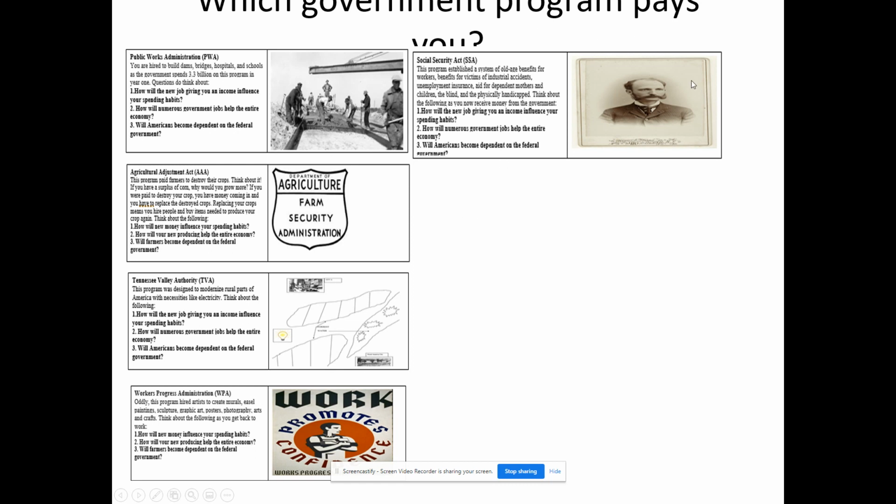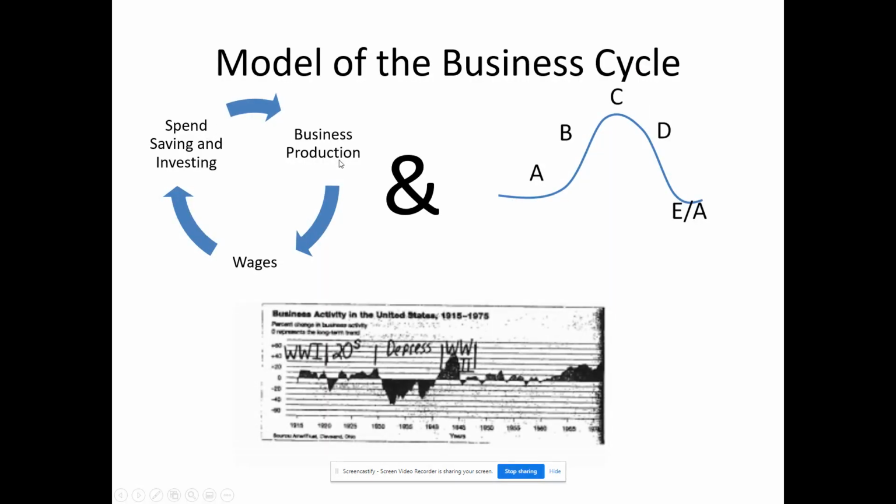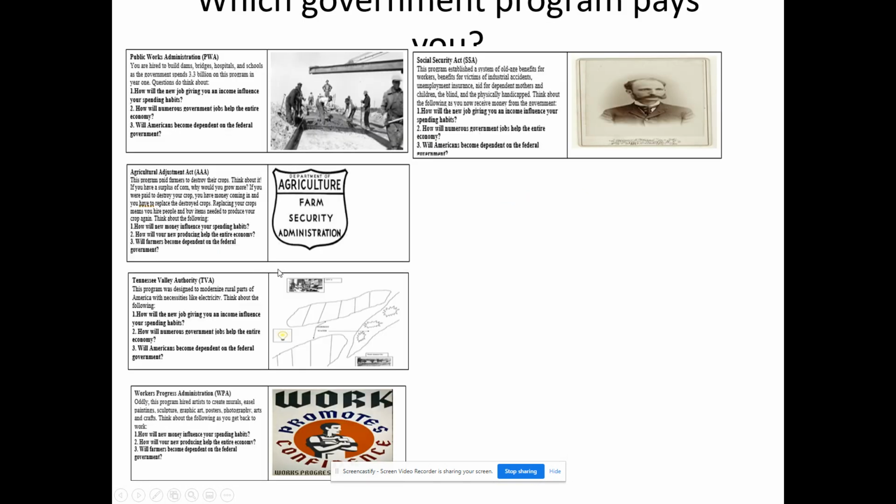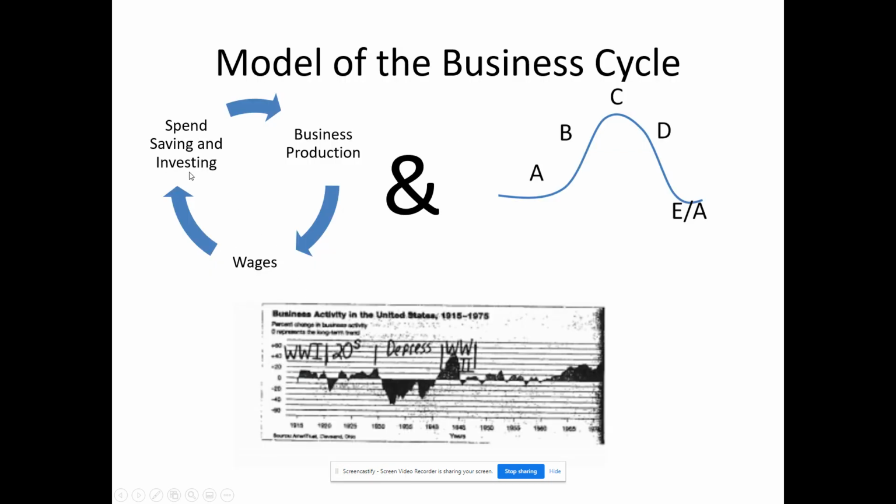For example, elderly, senior citizens, they're not working. Maybe they're retired, but those individuals did work in America at some point. So if you get those folks money, they would spend, save, invest, and that would help business, and then business could hire, and then wages. Let's take the TVA. This program is designed to modernize rural parts of America. So the TVA was about trying to electrify rural parts of the United States. So they hired Americans to run electricity and build dams and things like that. And that would create a job. And so those Americans would now have a wage, and that would increase business production.